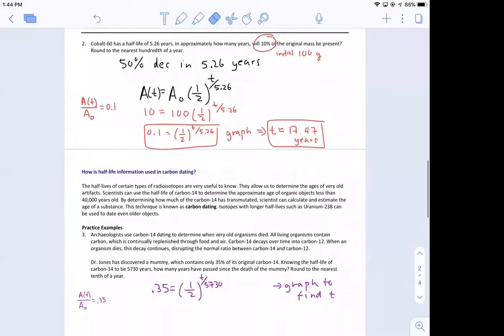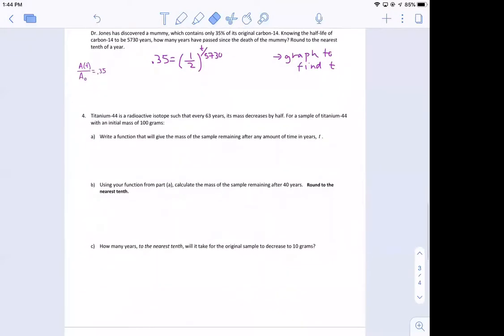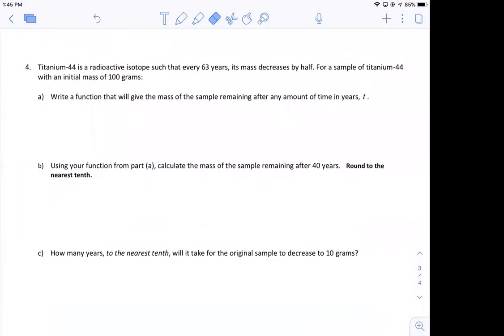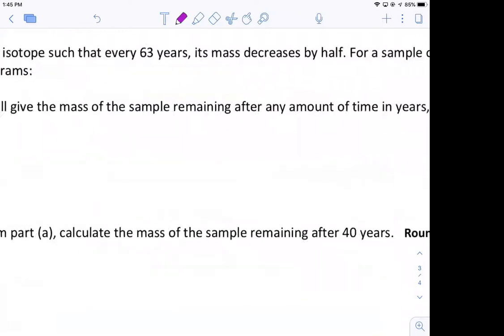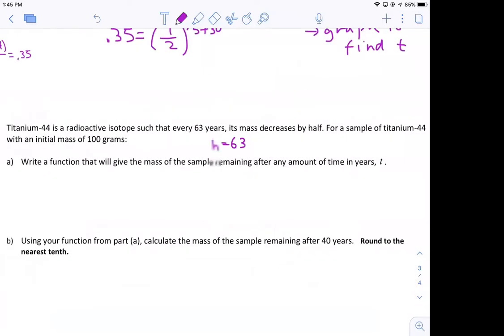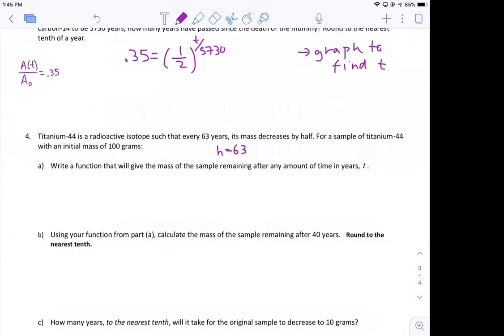So just like the last one. And let's do one more. All right, titanium-44 is a radioactive isotope such that every 63 years, its mass decreases by a half. So it has a half-life of 63 years. So if you want, let's use the formula for this one. For a sample of titanium-44 with an initial mass of 100 grams, write a function that will give the mass of the sample remaining after any amount of time in years t.